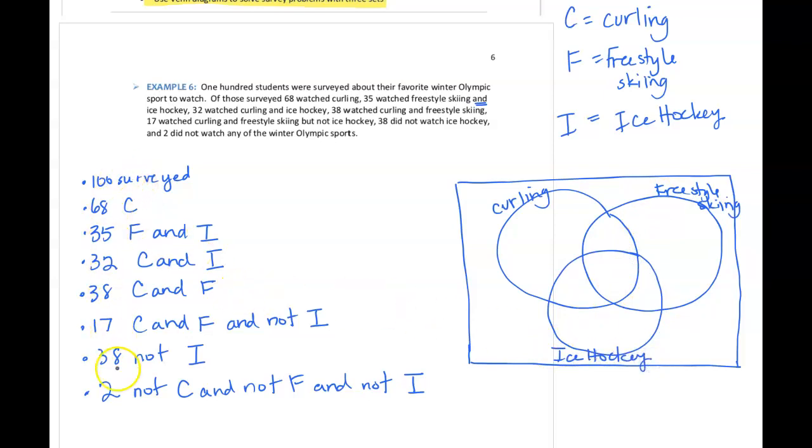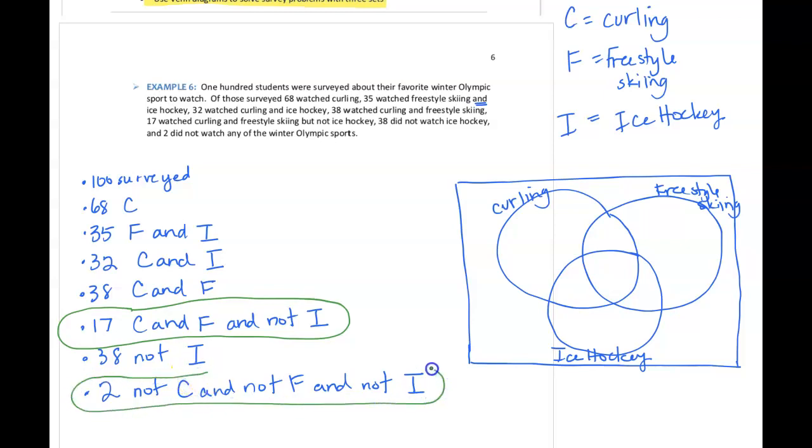Let's start going through our statements and try to find something we can use. I'm noticing two statements that are very specific about all three sports: the 17 for curling and freestyle skiing but not ice hockey, and also this one, 2, which is not curling, not freestyle skiing, and not ice hockey. Either one would be a very good place to start because they're specific about all three sets, so we should be able to put them in one space of our Venn diagram.